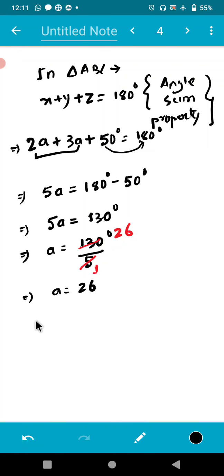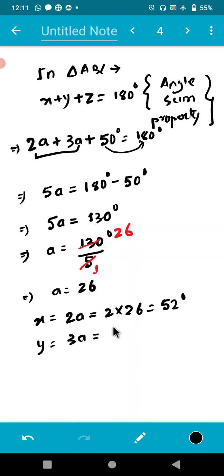Now let's get the value of x. Now what is x? X is 2a. 2a means 2 into 26. That will give you 52 degree. And what is y? Y we have considered as 3a. So 3 into 26, that will give you 78 degree. Okay. So this is the solution of question number 8 of exercise 15b.